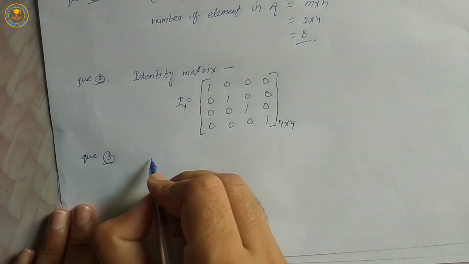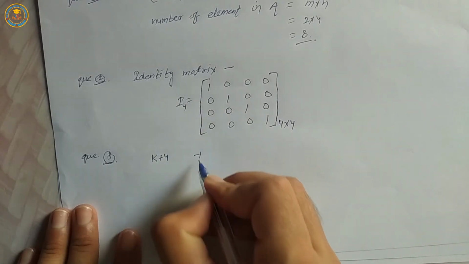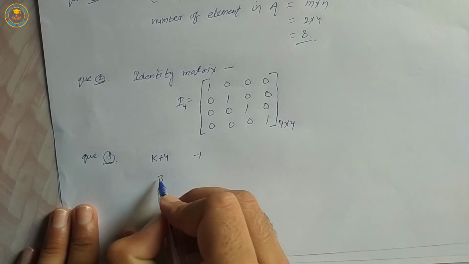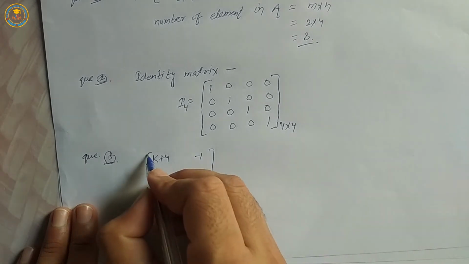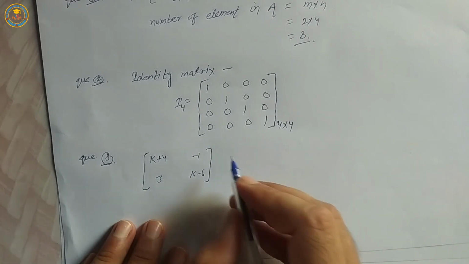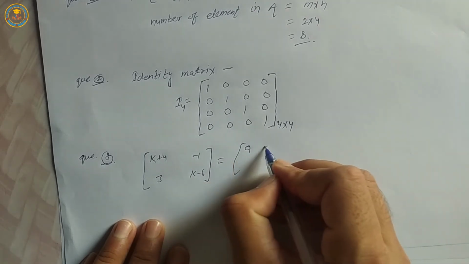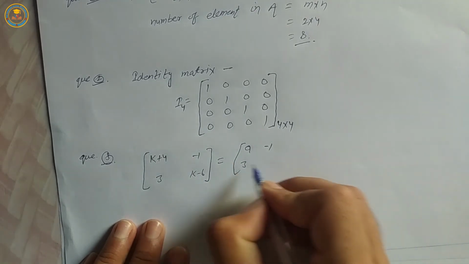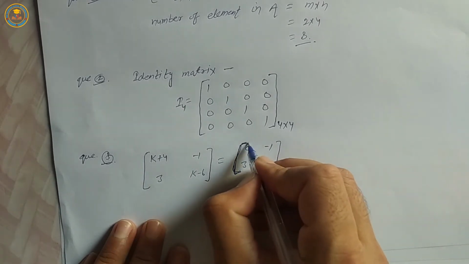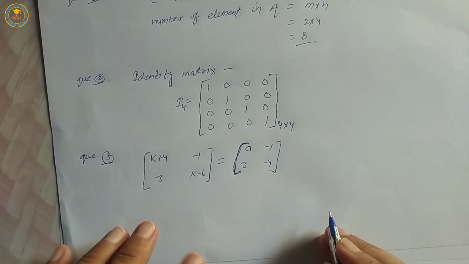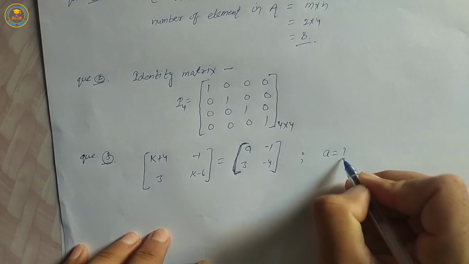Question number 3. If the matrix with first row k plus 4, minus 1 and second row 3, k minus 6 is equal to the matrix with first row a, minus 1 and second row 3, minus 4, then find the value of a.